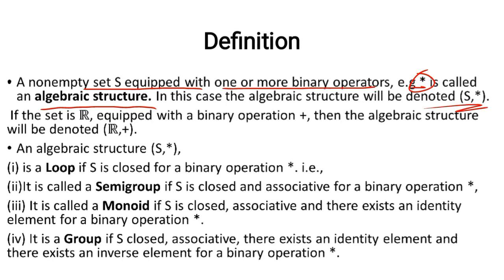Okay, so if the set of reals is equipped with the binary operation addition, then its algebraic structure will look just like this. We'll write it as the set of reals with the operation addition. Okay, so now we know what an algebraic structure is.